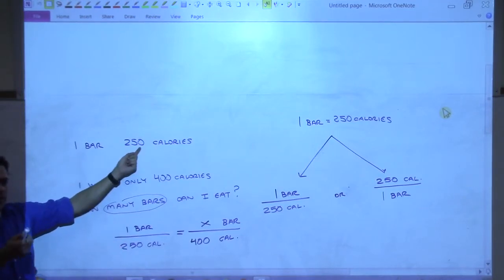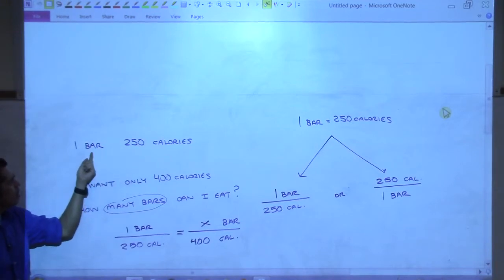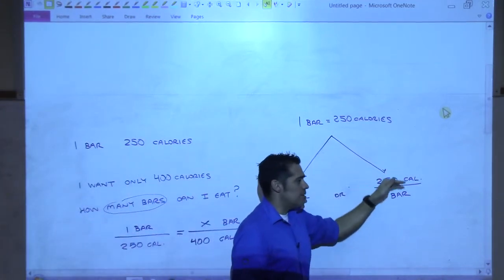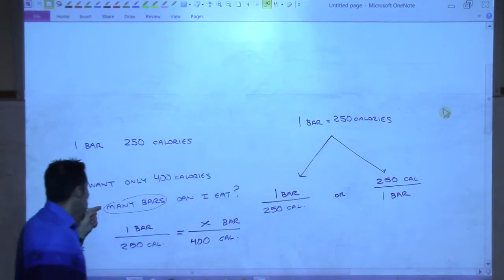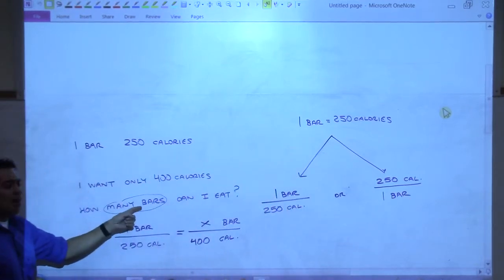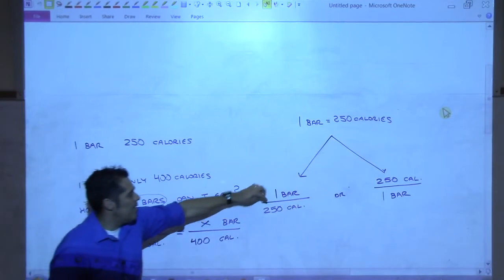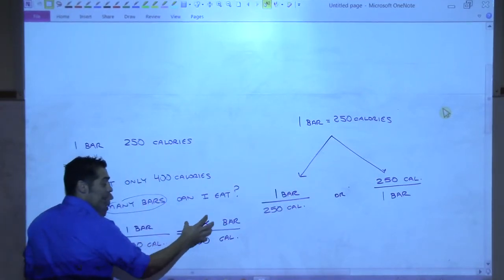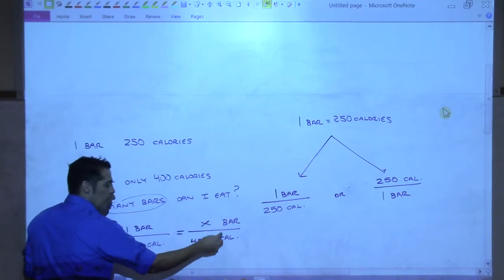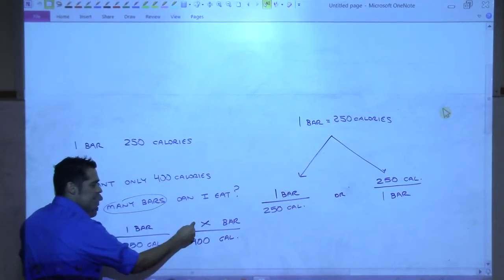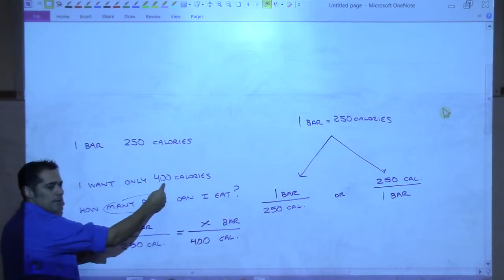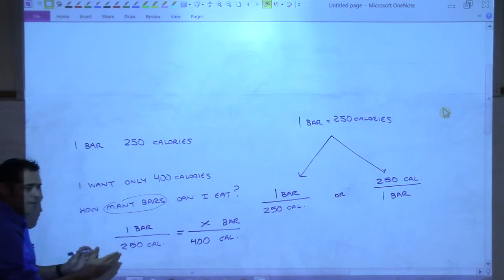1 bar per 250 calories, right? It's 1 bar, so that means I can set it up 2 ways. Bars over calories or calories over bars. I'm going to consume 400 calories. I want to know how many bars I should eat, so I use the one that has bars on top. I put that here, and then I put a blank proportion over here with bar over calorie, just like this. X here, because that's what I'm searching for, and the 400 comes from what I'm given. All right? Make sense? Then I'm going to solve for X.